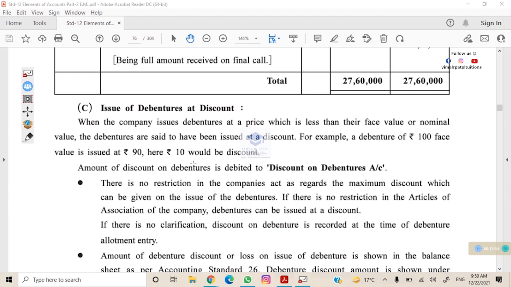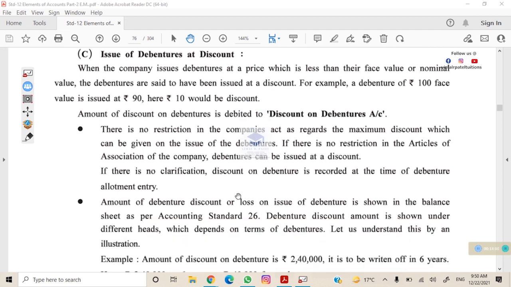So 10 rupees is called discount. The amount of discount on debenture is debited to discount on debenture account. There is no restriction in Companies Act as regards maximum discount. ગમે તેટલો discount company offer કરી શકે. If there is no clarification, discount on debenture is recorded at the time of debenture allotment. એટલે કઈ ના કીધું તો discount ક્યારે consider કરવાનું, allotment ના time પર.